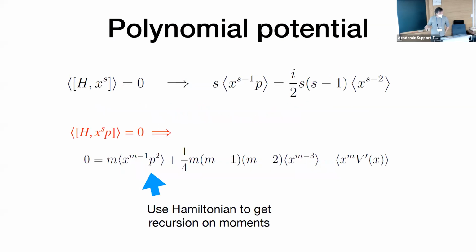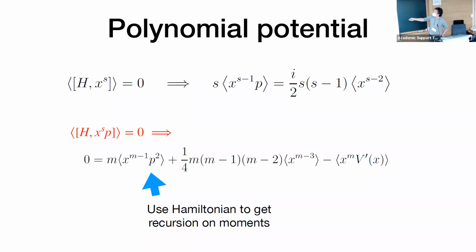Okay, so let's check with a polynomial potential. So you have p squared plus something else. If you just have p squared for the kinetic term of the Hamiltonian, you can take the commutator with x to the s, make it equal to 0, and you get some relation between x to the s minus 1 p and x to the s minus 2. In classical physics, the right-hand side would be 0. That's because you have symmetry of p to minus p. The fact that it's non-zero in the quantum system is because of normal ordering, that p is taken to the right of x, so you have to worry about that. And then this is what you get from commutators.